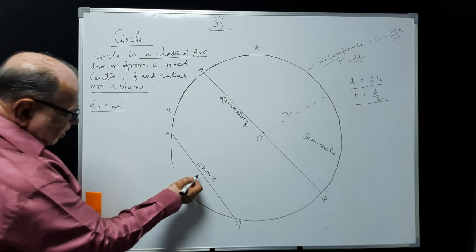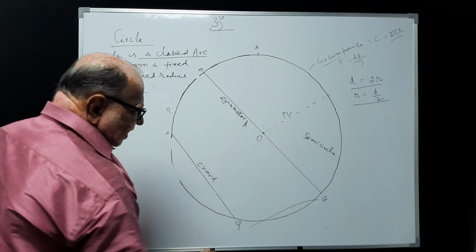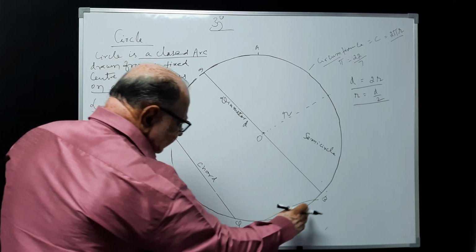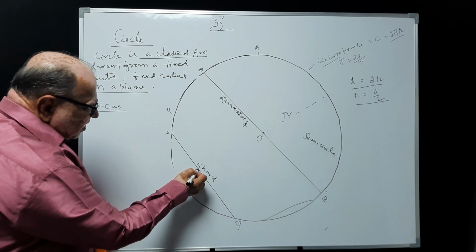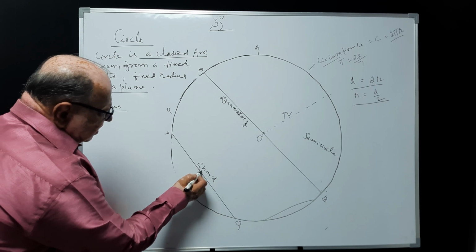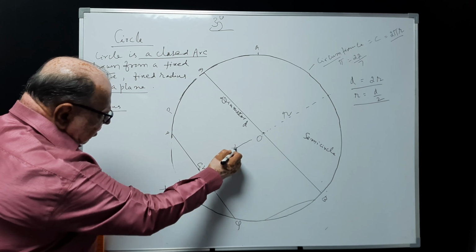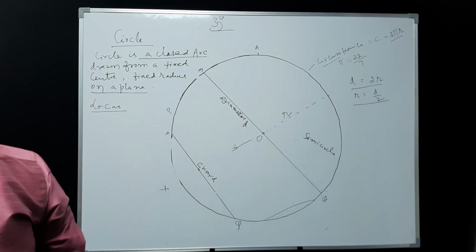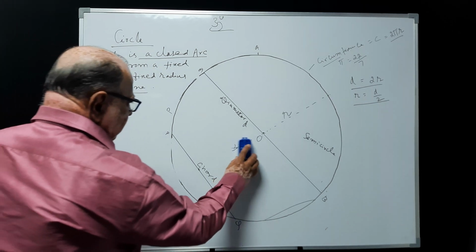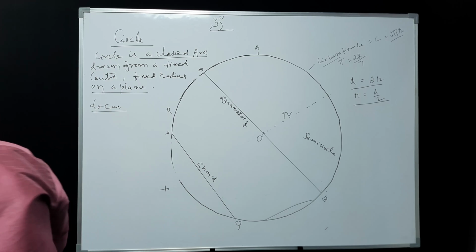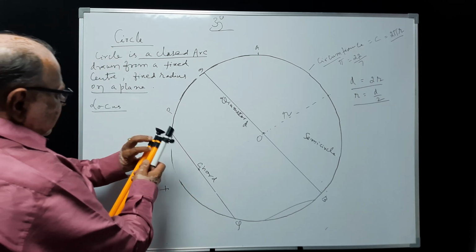Suppose I ask you to draw the bisector of one chord. You can draw many chords in the circle. Like this, one more chord here. You can draw the bisector of this chord. If you draw the perpendicular bisector of the chord, you will see that this bisector always passes through the center. You can verify it if you want. If you take this chord, it passes through the center of the circle.